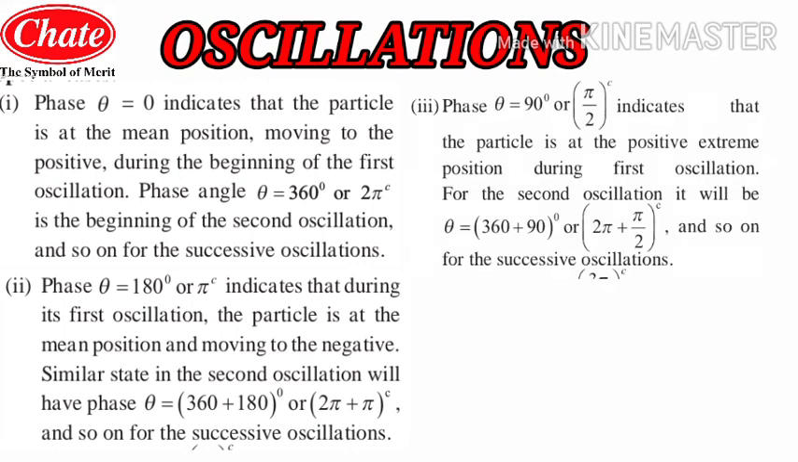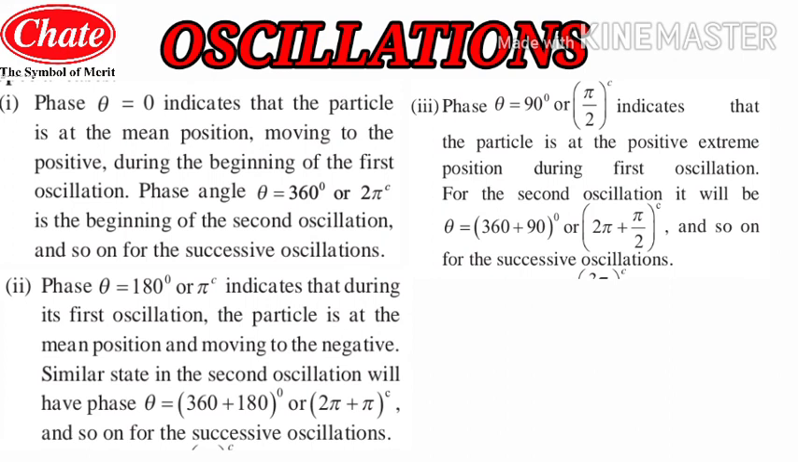Now the next phase is when theta is exactly equal to 90 degrees, or pi by 2 radian. It indicates that the particle is at the positive extreme position, as you can see in the diagram. If you see the circle, you will get it very easily. So this will be the position of the particle during the first oscillation.